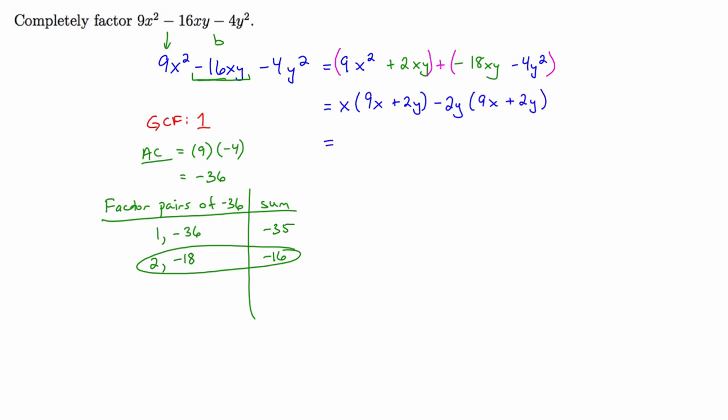The hint that we are on the right track is that both groups individually factored, and now both groups have a common factor of 9x plus 2y. So the final step in factoring by grouping is to factor that common 9x plus 2y off, and to put in the back set of parentheses the remaining factors, x and minus 2y. So our factored version of this polynomial is quantity 9x plus 2y times the quantity x minus 2y.